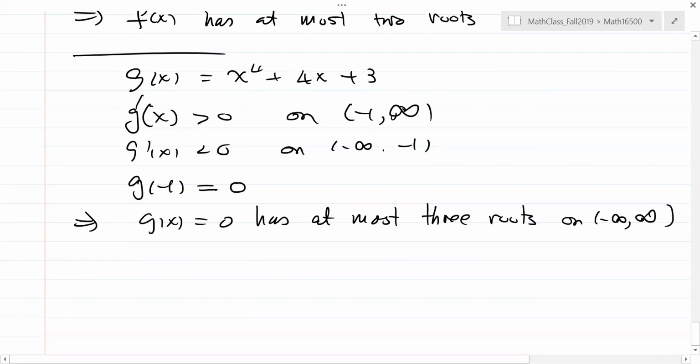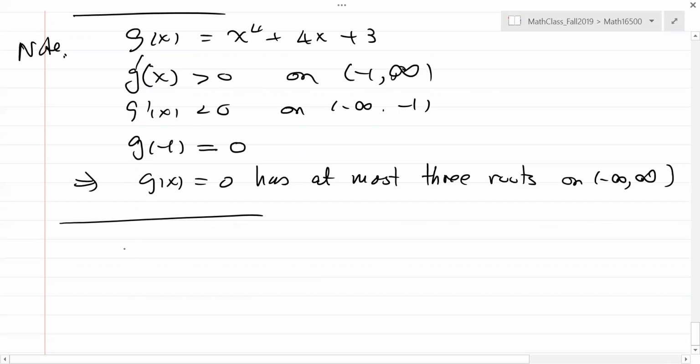Now, can you really find the roots? Can you do some further estimate? Yeah, let's go back to, this is my note. Okay, so let's go back to this function. And we have learned already the intermediate value theorem, right?